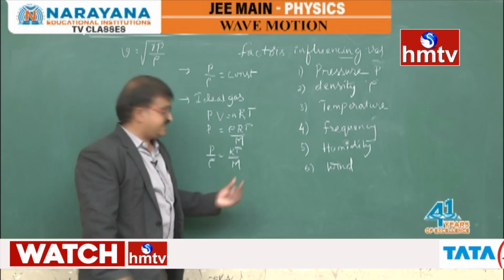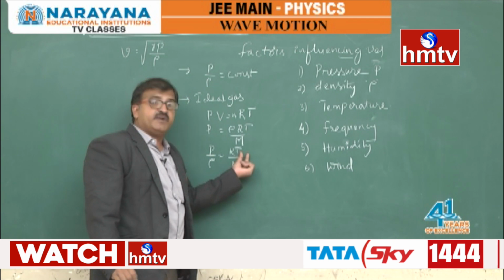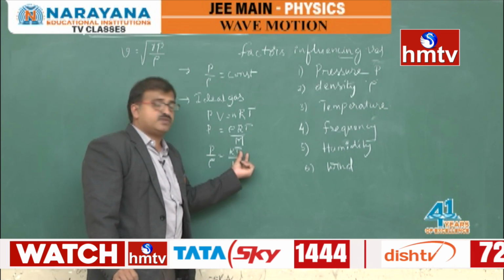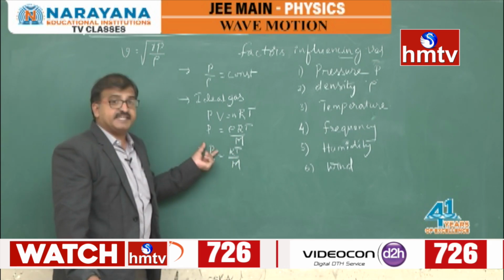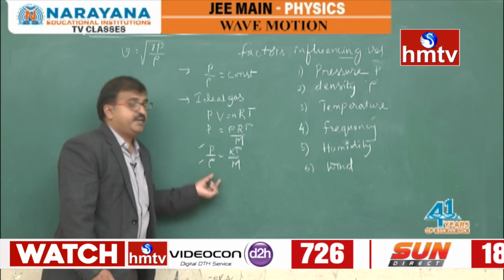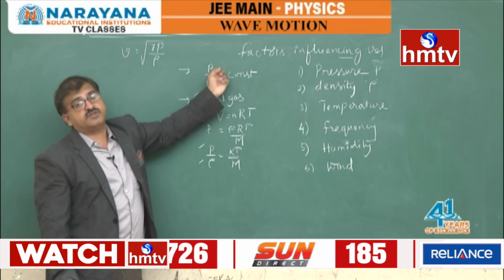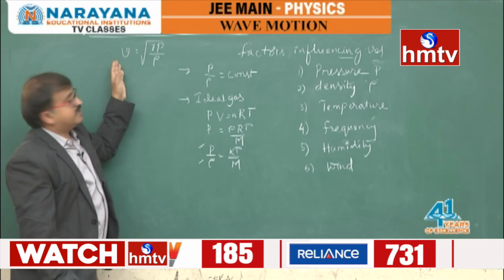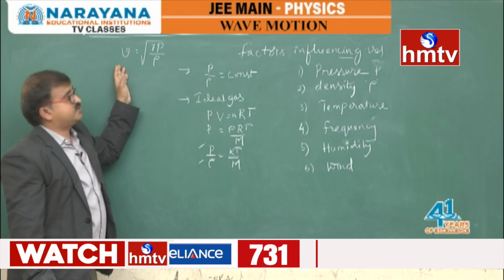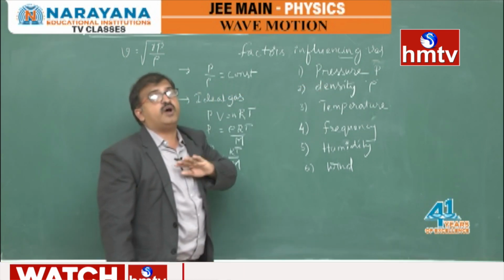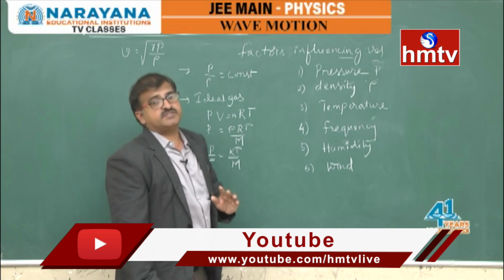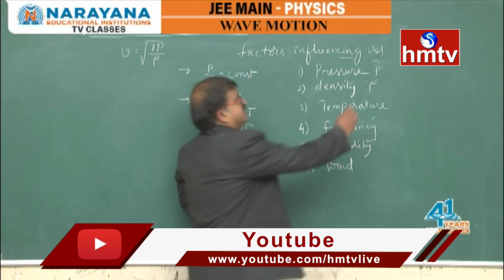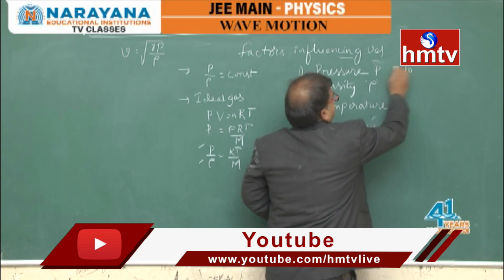So for a given gas, the M value is constant. For a given temperature, capital T is constant. That means the P by rho value remains constant. So if pressure increases, the density changes accordingly, and P by rho remains constant. As a result, the velocity of sound in that gas remains constant. So there is no effect of pressure on the velocity of sound in the gas.